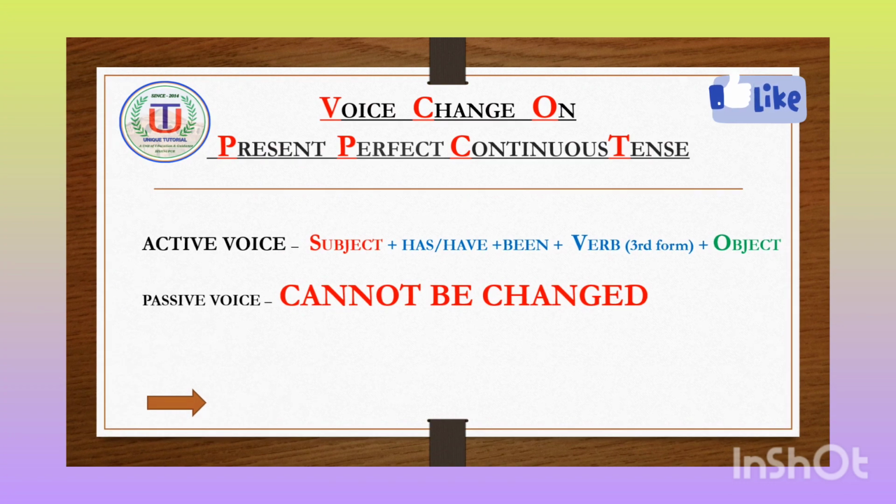If a sentence is in present perfect continuous tense, then its structure will be subject, has or have, then been, then third form of verb, then the object in active voice. So this type of sentence cannot be changed in passive voice.